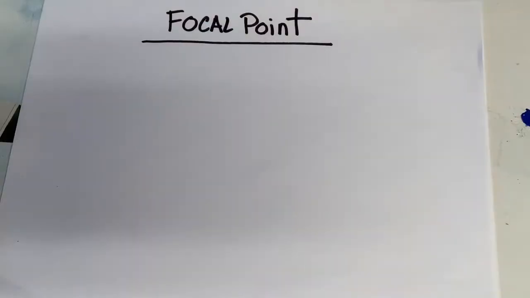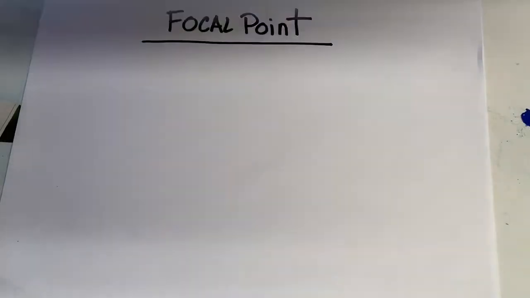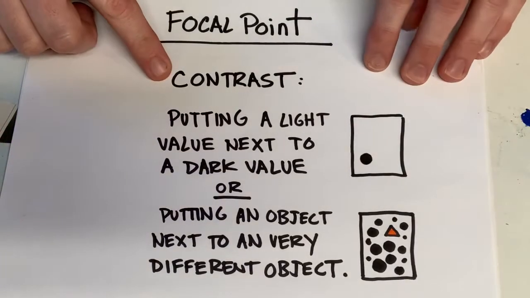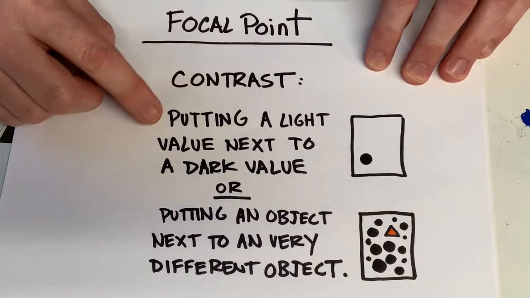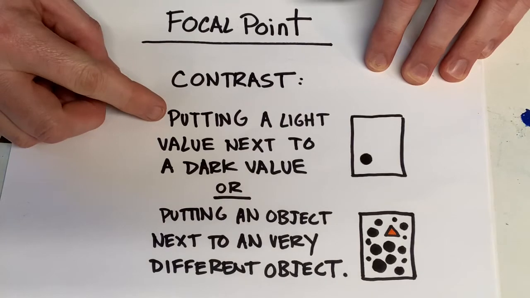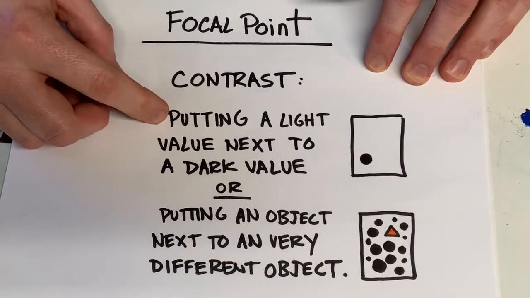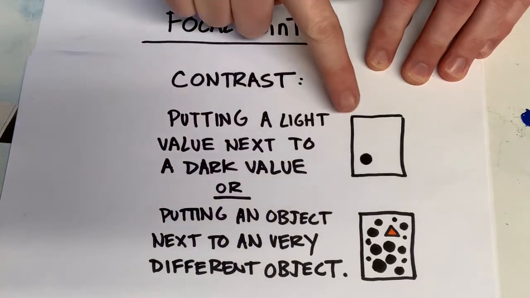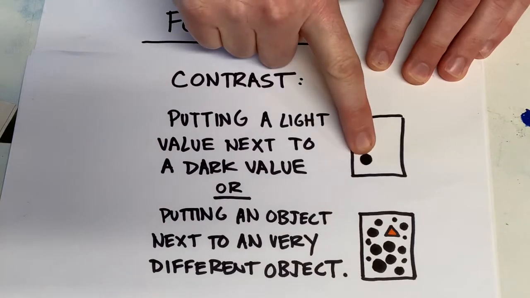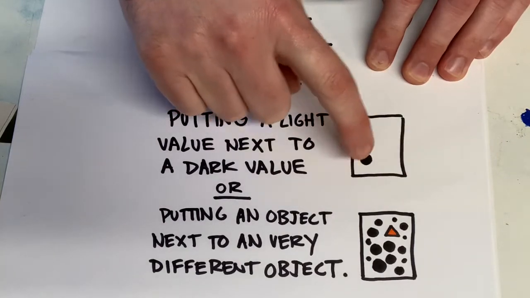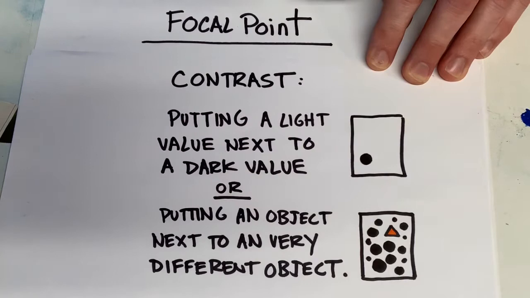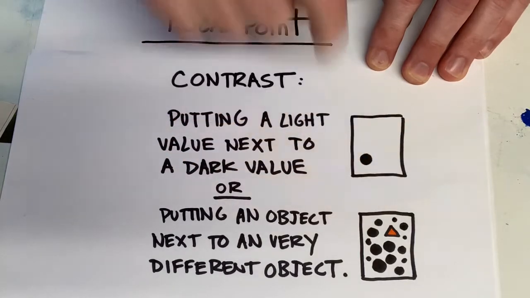So the first way to create a focal point in your art is by contrast. Contrast can mean two different things. It means putting a light value next to a dark value. So in this case, there's a black dot here on this white page, and obviously that is exactly where your eye is going to look because there's so much contrast against that black and white.